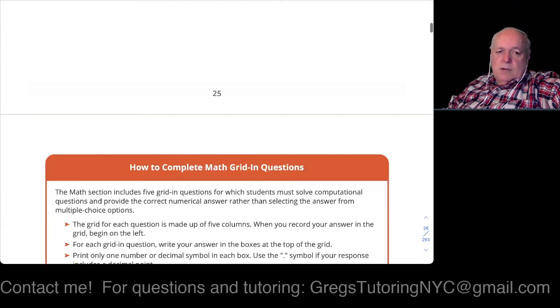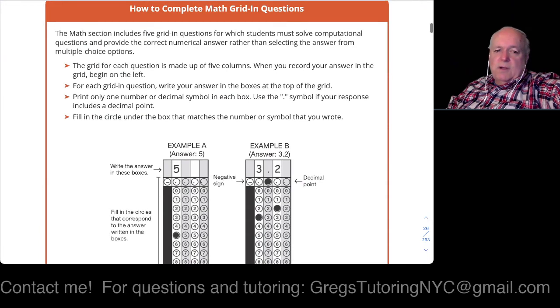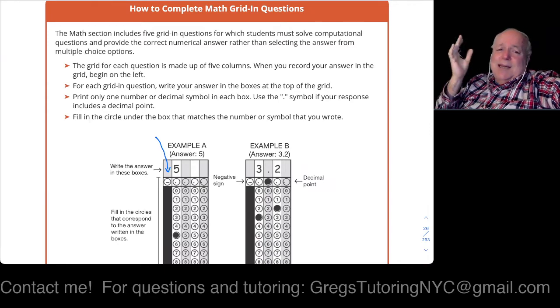Okay, so the grid-ins, please read these. I think this is 3 or 4 pages about how to do the grid-ins. I've worked with enough students who don't fill in the grid-in properly. The first thing is for a minus sign. If it's plus, you leave it as a space. Now, some of you are working with tutors or prep centers that use a different kind of grid-in sheet. I don't understand the logic of that. You can't do that.